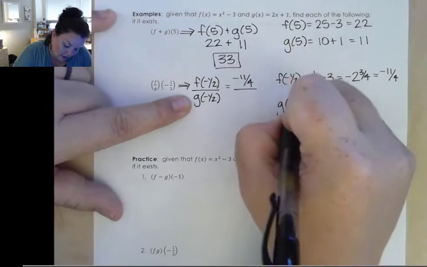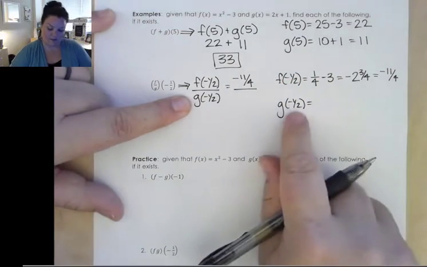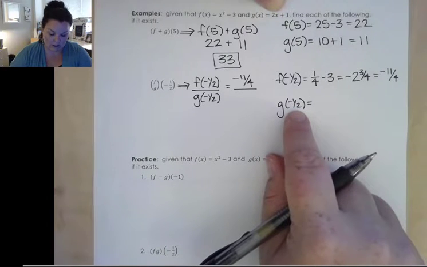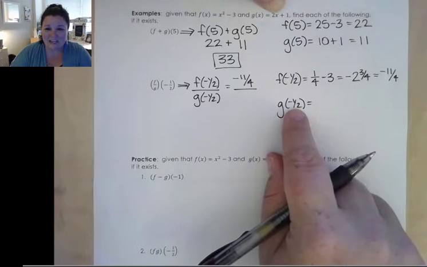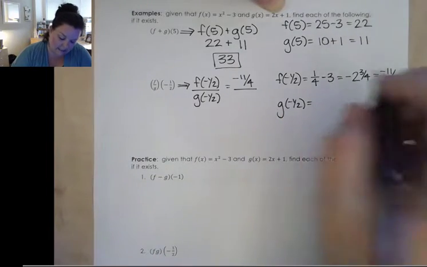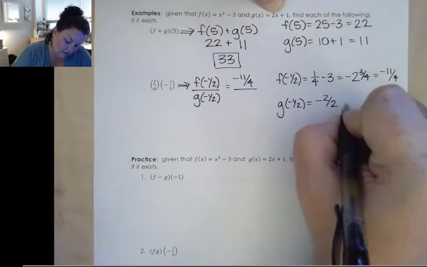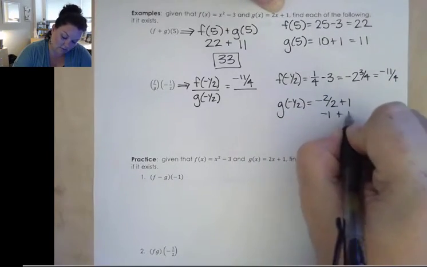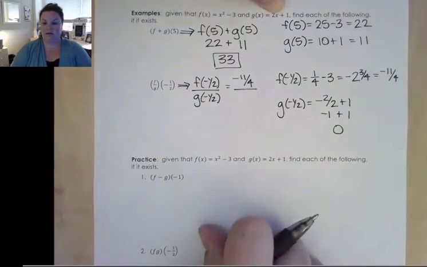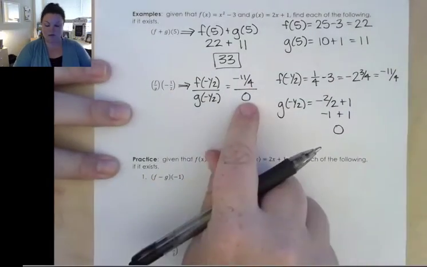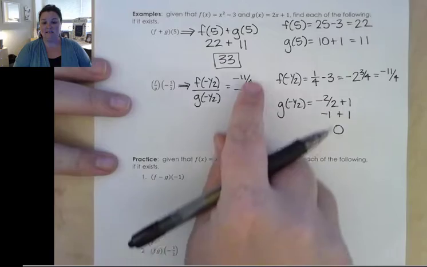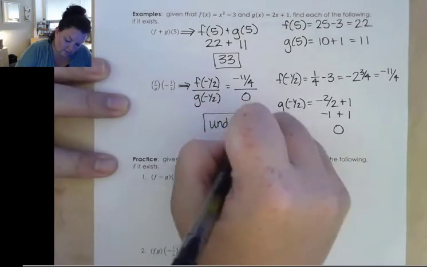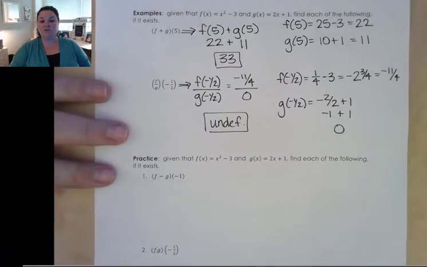G of negative 1/2, plugged into our g function, we do 2 times our input and add 1. So 2 times negative 1/2 is negative 2/2 plus 1. Negative 2/2 is just negative 1, plus 1 is 0, right? So notice here we're getting a 0 underneath, and when the 0 is underneath, this is undefined. All right, so there's 2 for y'all to try.